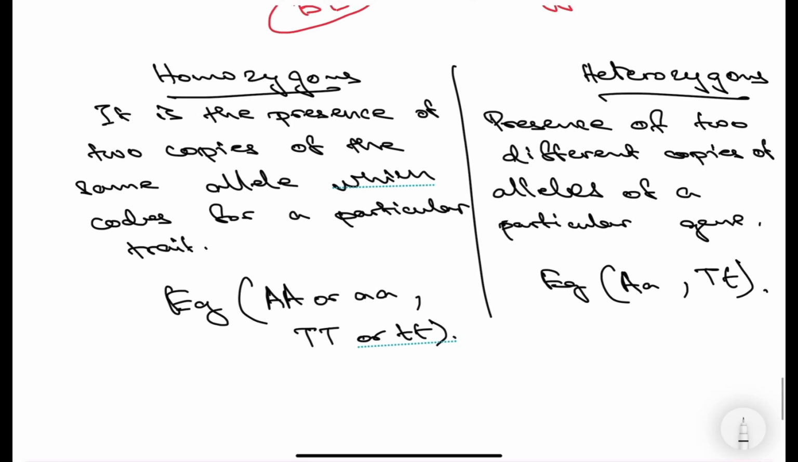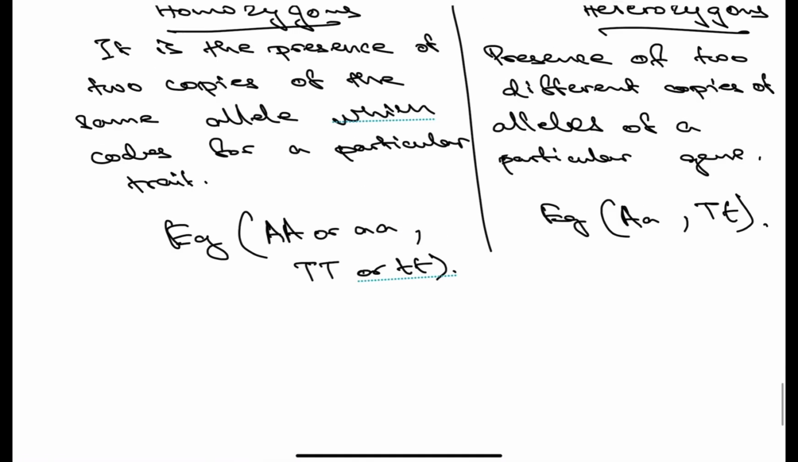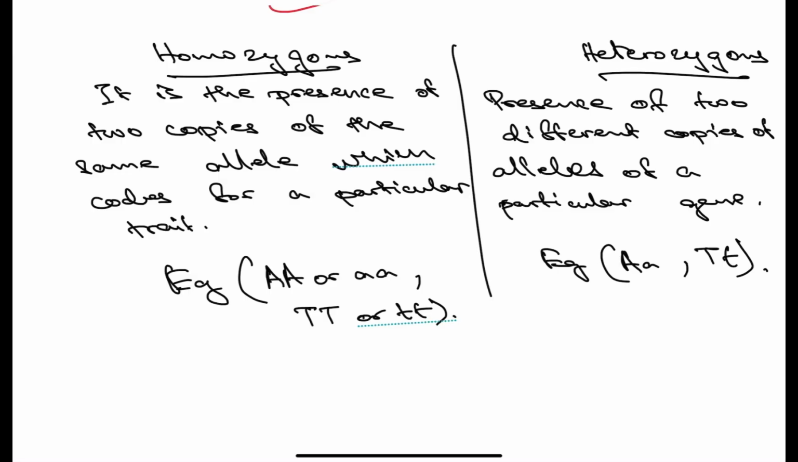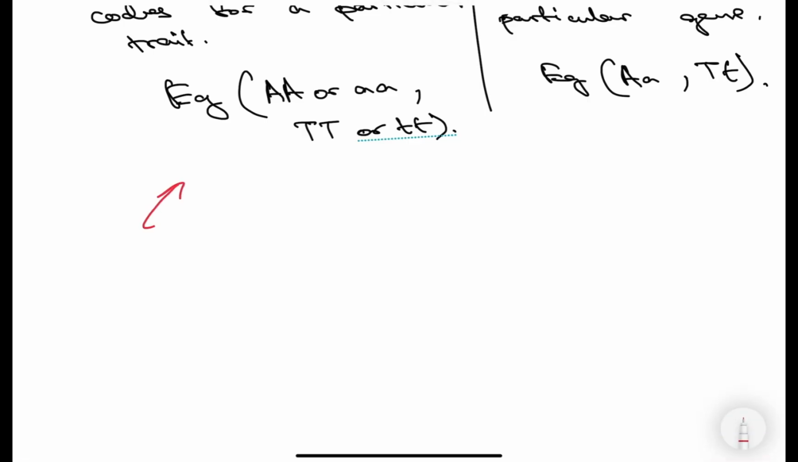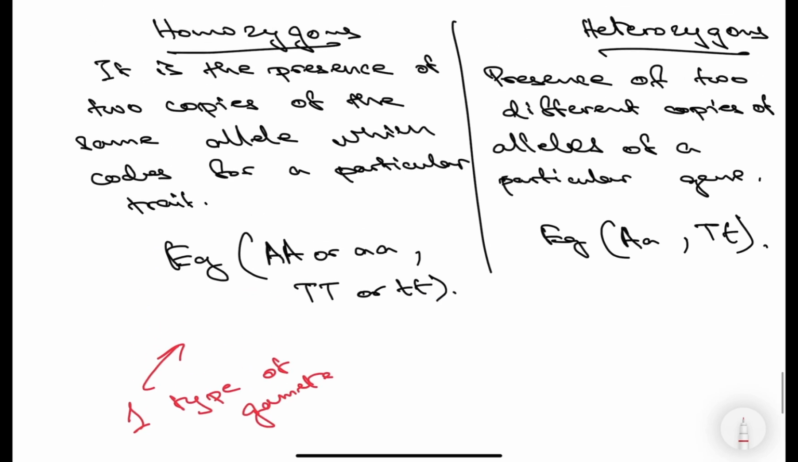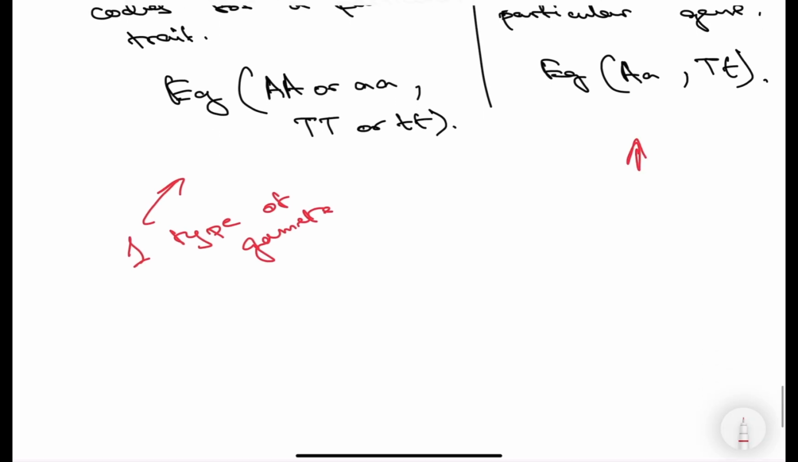Okay, and we must keep in mind that when producing gametes, homozygous conditions produce only one type of gamete, while heterozygous conditions produce two types of gametes. Okay.